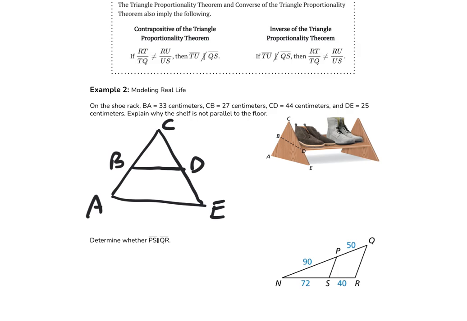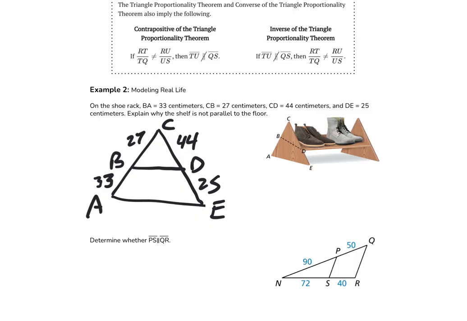Okay, they tell us that BA is 33. They tell us that CB is 27. They tell us CD is 44. And they tell us that DE is 25. We want to know, are BD and AE parallel? Okay, that's the question that's being asked.